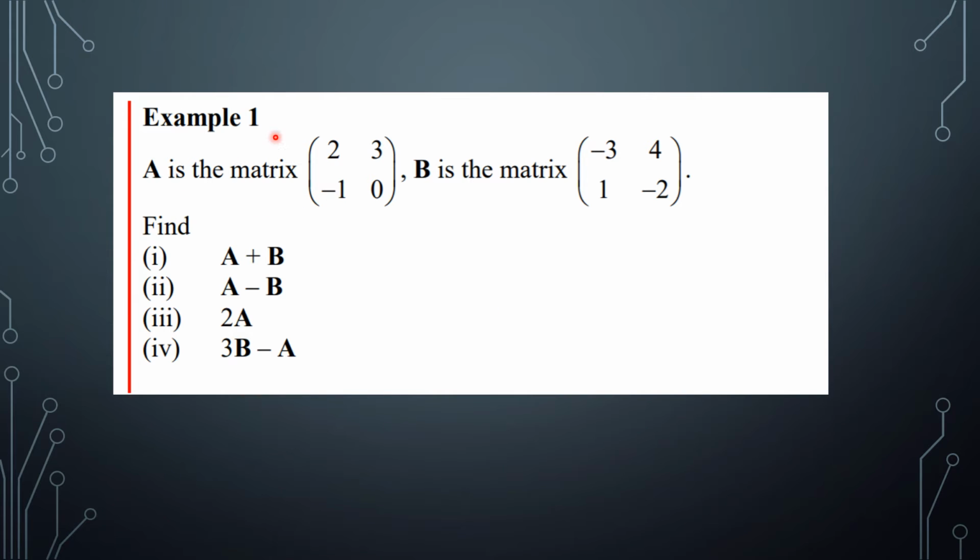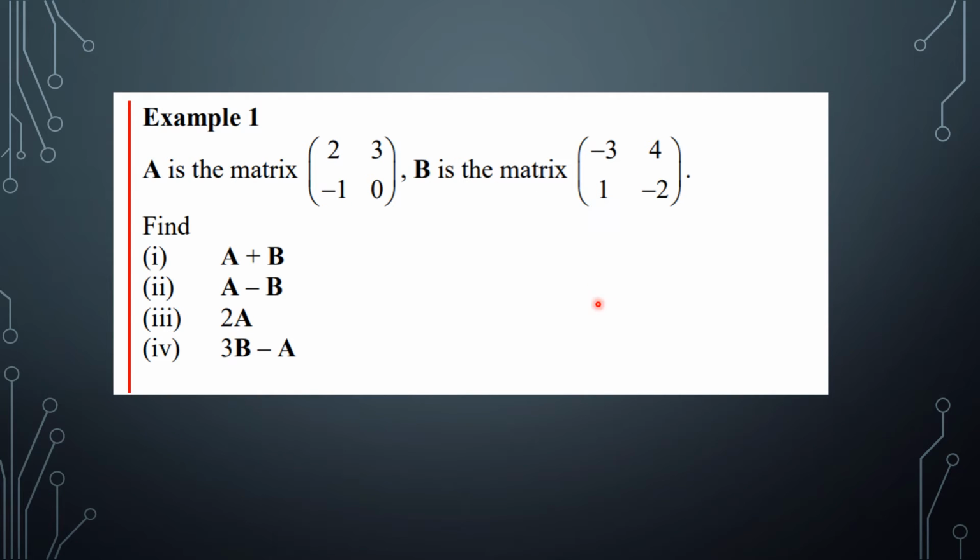So addition of matrices. We've got A, which is a matrix of 2, 3, minus 1, 0, and B is a matrix of minus 3, 4, 1, and minus 2. If you want to add the two matrices to make another matrix, A plus B is just going to be 2 minus 3, which is minus 1, and then 3 plus 4, minus 1 plus 1, and 0 plus minus 2, so 0 minus 2.